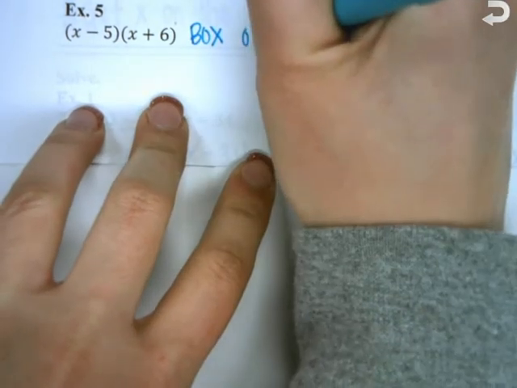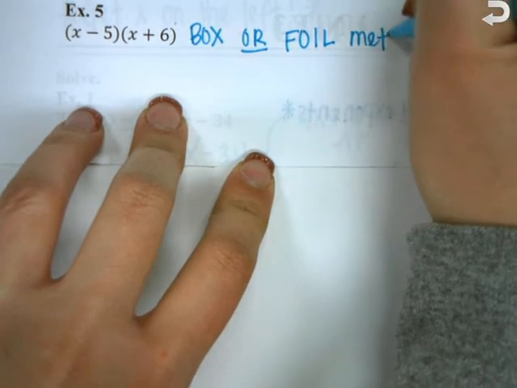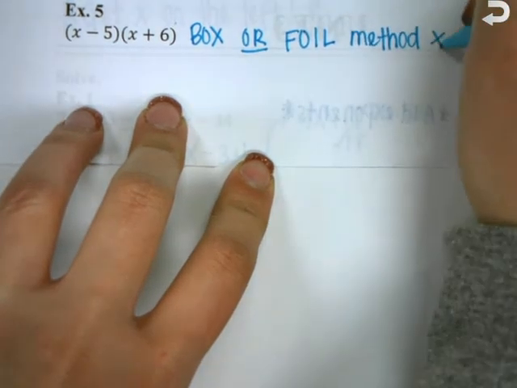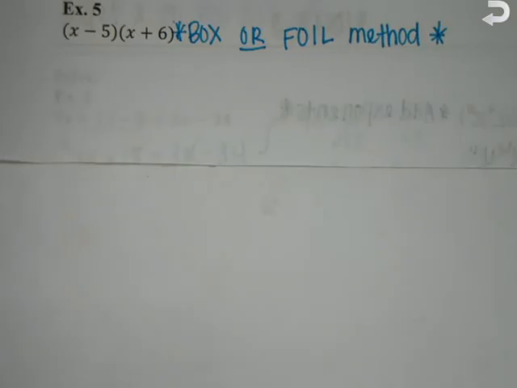Oh, we're going all the way back to the box. Okay. Raise of hands. Who wants to use box? Who wants to use FOIL? I think box wins it this time. We'll use FOIL on the next one. Okay? So let's draw our box.